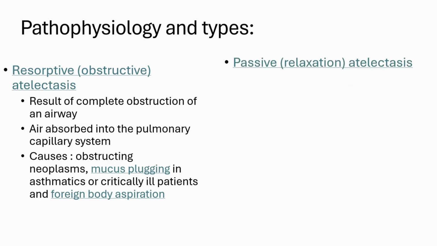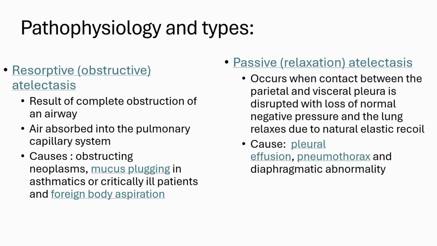Next is the passive collapse or relaxation collapse. As the name suggests, there are two pleura, the visceral and parietal pleura. Contact between the parietal and visceral pleura is disrupted with loss of the normal negative pressure between them, and the lung relaxes due to natural elastic recoil. So due to the natural elastic recoil, the lung contracts and fails to expand. This is passive or relaxation collapse. Pleural effusion, pneumothorax and diaphragmatic abnormality can lead to passive or relaxation collapse.